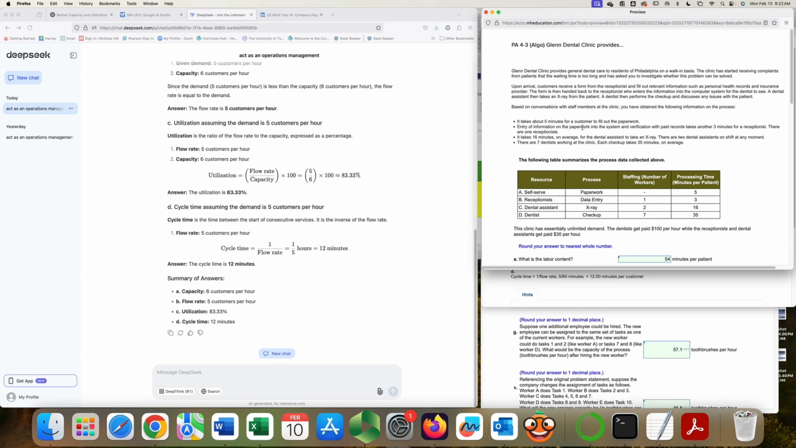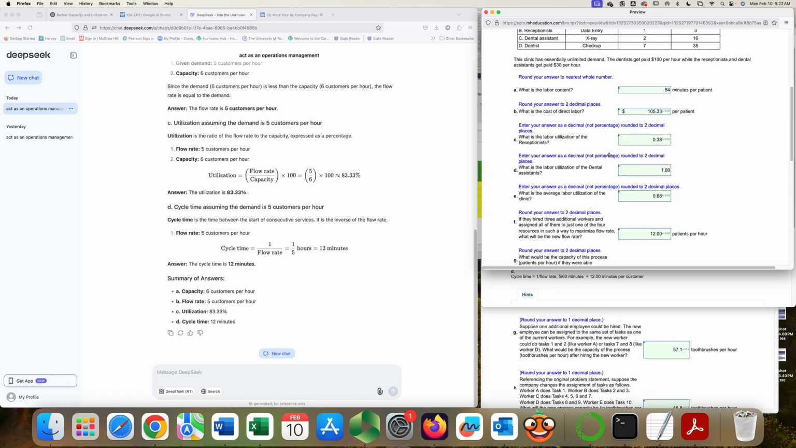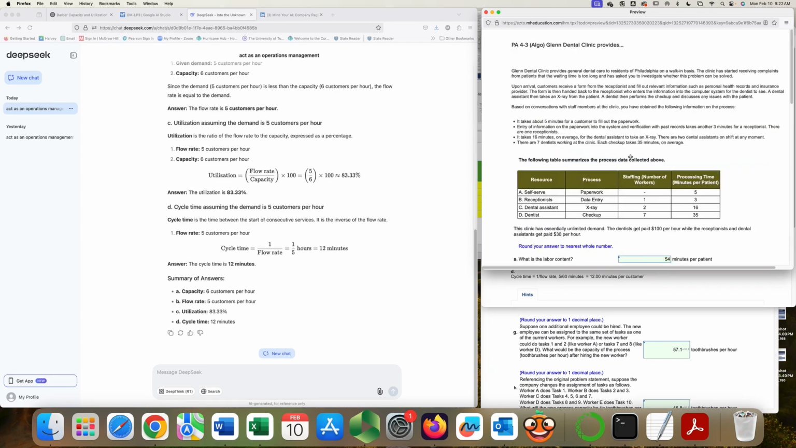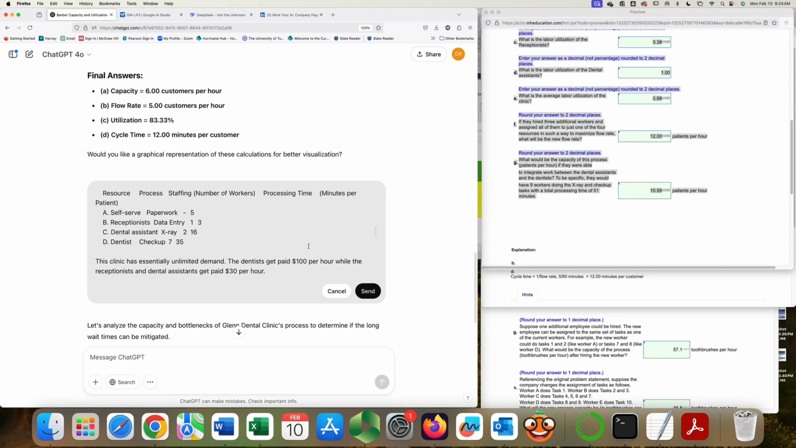So it has those steps in this process, asking the labor content, the cost of direct labor, and labor utilization, as well as some other what-if questions, like if we hire additional workers or if we integrate the work. What I will do is copy, which I did over here. Okay, let's see if these numbers are correct.